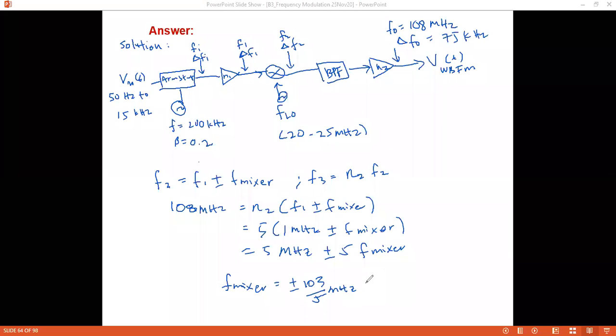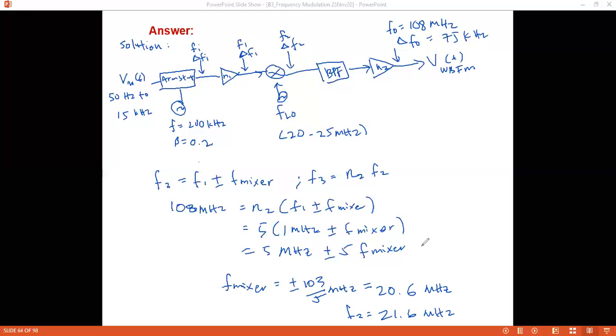F mixer, remember, it's between 20 to 25, so if you solve this, you got 20.6 megahertz. So this is our mixer value. From this mixer, we can get our F2. Since F2 is equal to F1 plus minus, obviously here is plus our mixer, then our F2 is equal to, our F1 is 1 megahertz, so F2 is 21.6 megahertz.